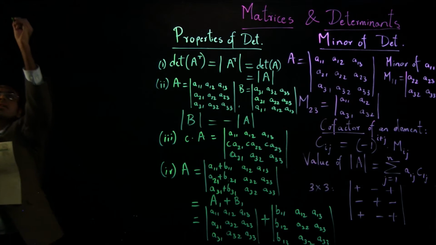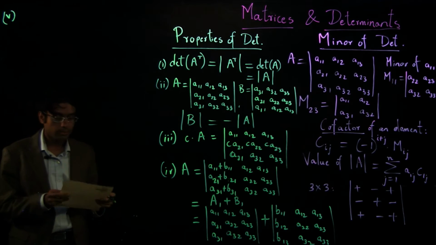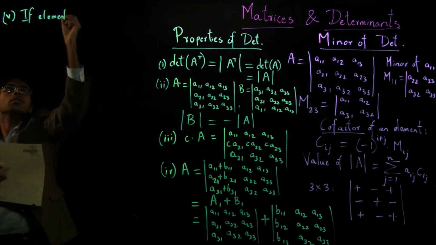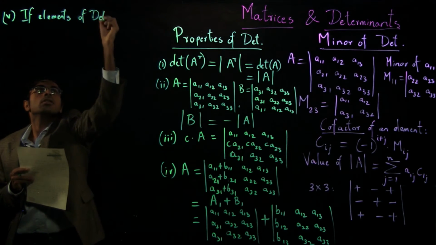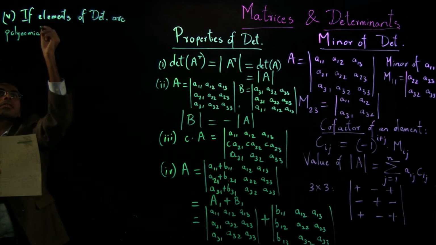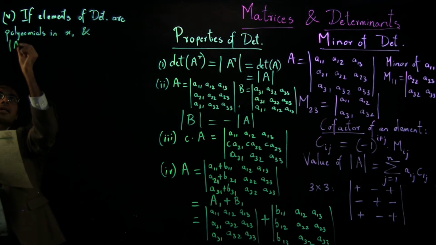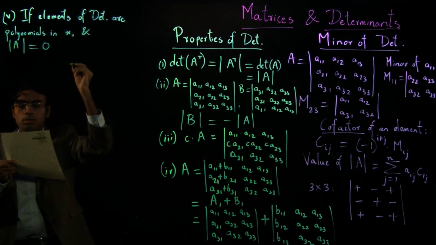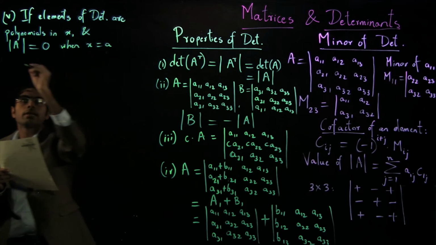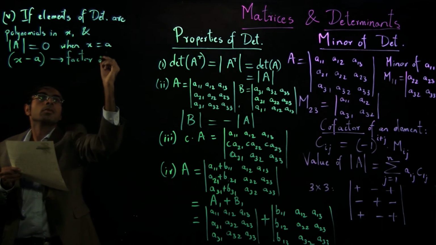And then one last property is that if the elements of a determinant are polynomials in a variable, let's say x, and you find that the value of the determinant is 0 when x equals a for some value a, then you can be sure that x minus a is a factor of the determinant.